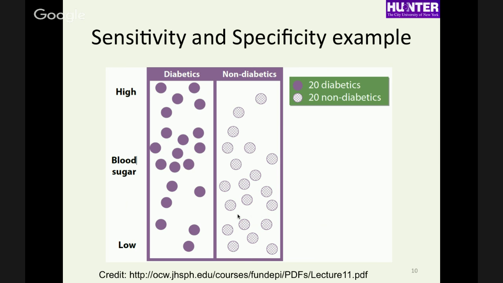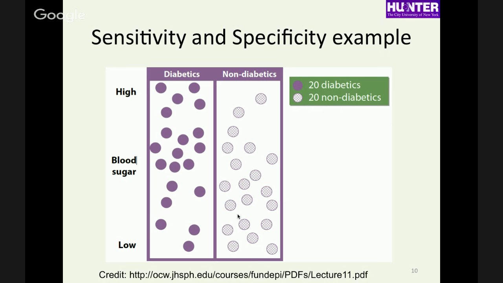So this is a good cartoon example of all of the concepts we're talking about. We're clearly getting some information from this test because the diabetics have a tendency to have higher blood sugar after the period of fasting than the non-diabetics, but it's not perfect because some non-diabetics have high blood sugar to begin with, and some diabetics have low blood sugar to begin with, and there's overlap between them.